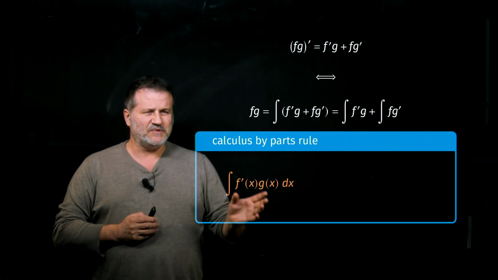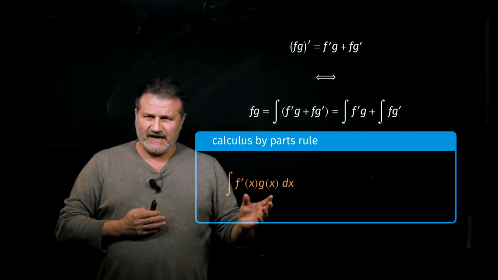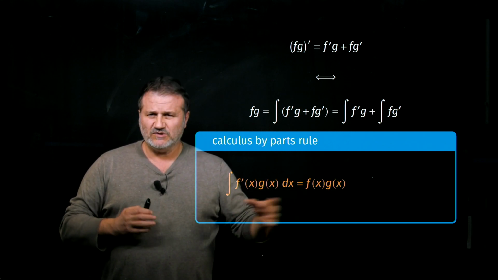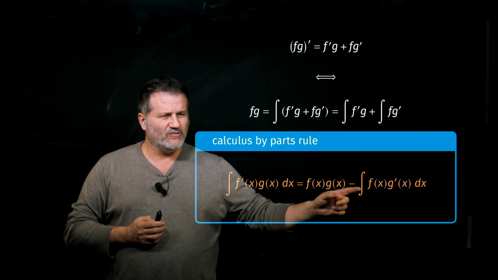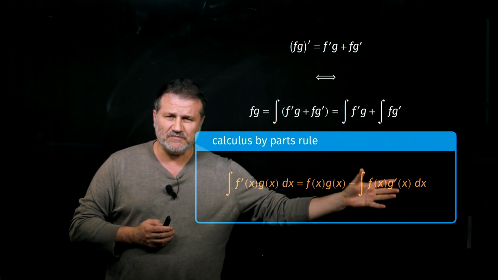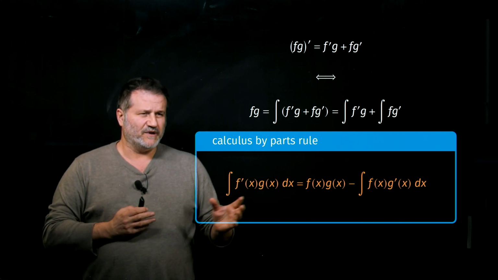Precisely, we have that a primitive for a function of form f prime x g x is equal to f x g x, which is an explicit term, minus a new primitive where we have to compute the primitive of f x times g prime x. So the scope of this formula is the following.